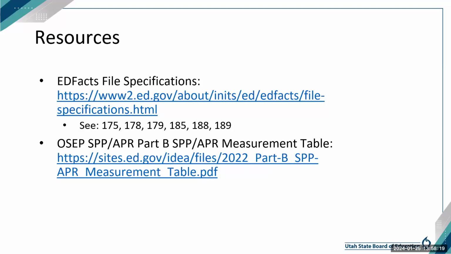And then just a couple quick resources if you want to be able to reference them. The EdFacts file specifications, the files that we submit that have this data. Actually, 179 and 189 are science. So 175 and 185 are math, 178 and 188 are language arts. And then for the OSEP indicator data, it's part of the State Performance Plan Annual Performance Report for Part B, which is K-12 special ed under IDEA. That's what all those acronyms mean.